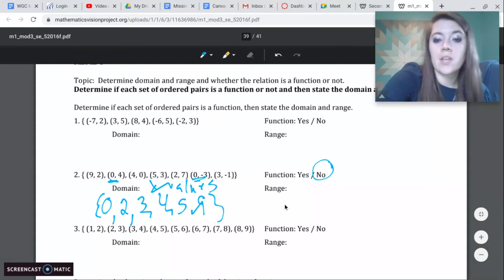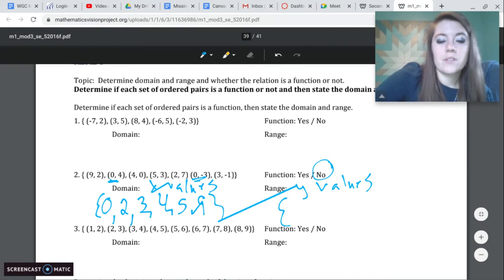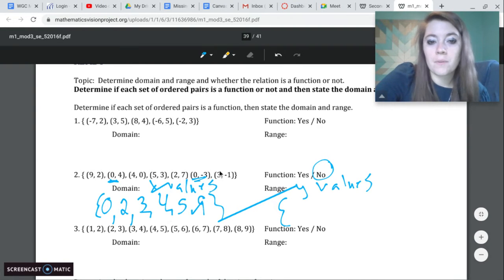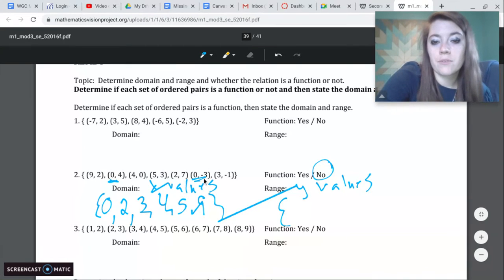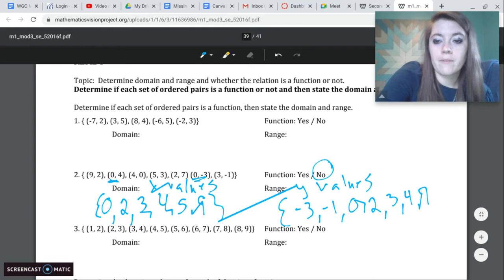Now for the range, that's our y values. Same thing, we look to the lowest, we're at -3. We have -3, -1, 0, 2, 3, 4, and 7.